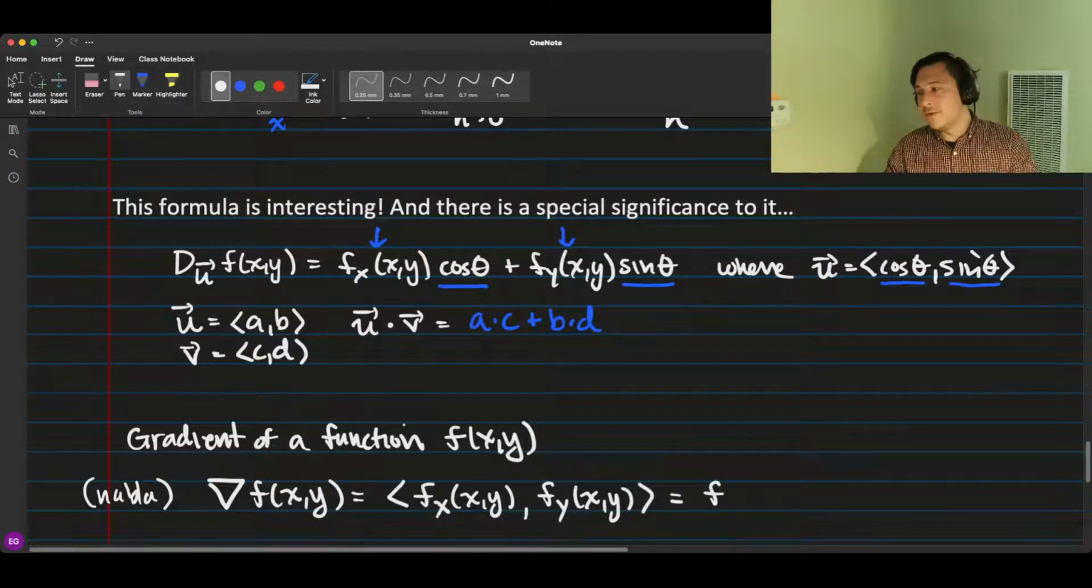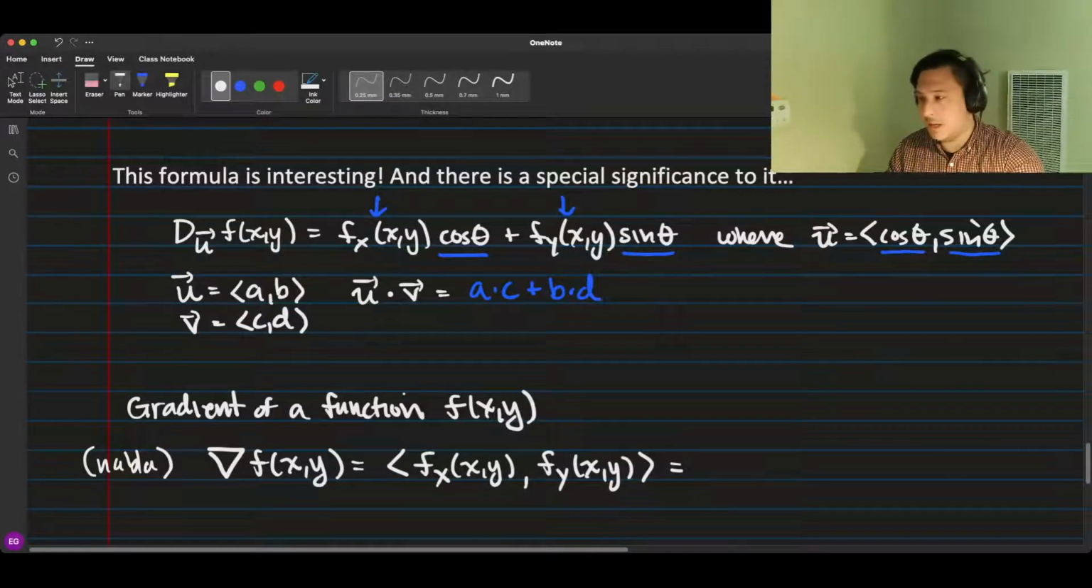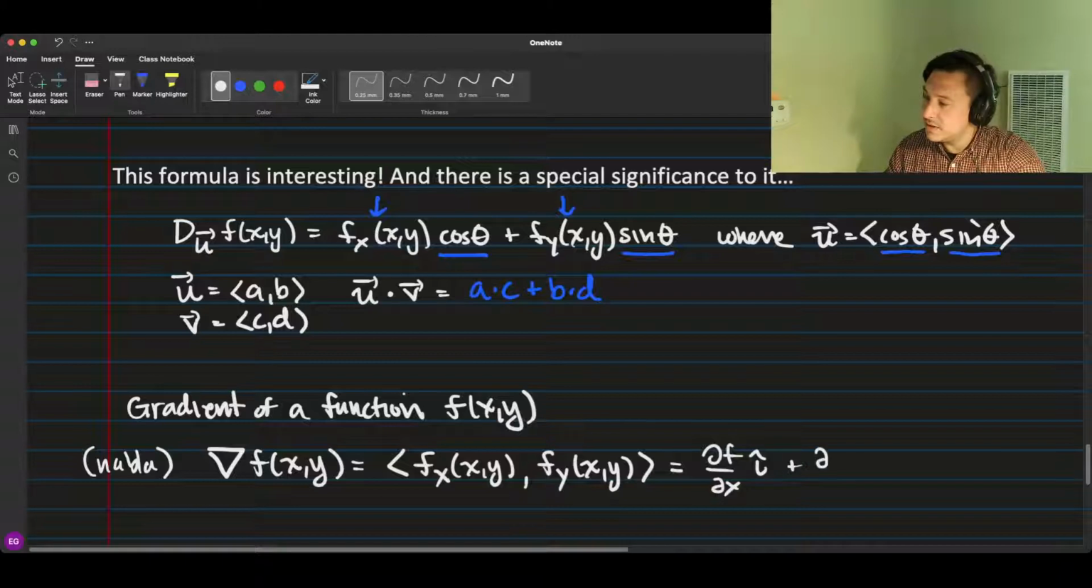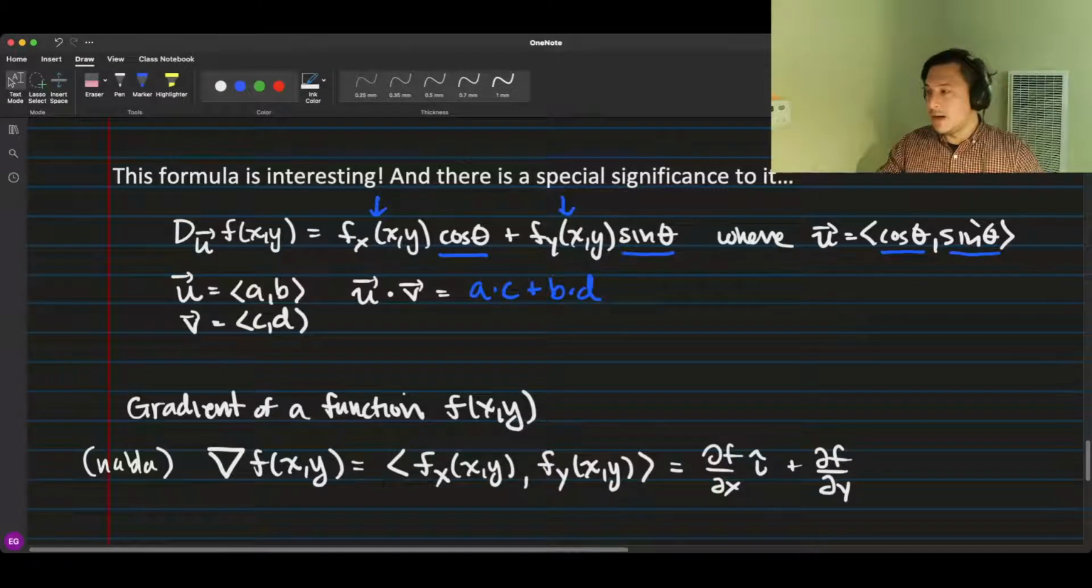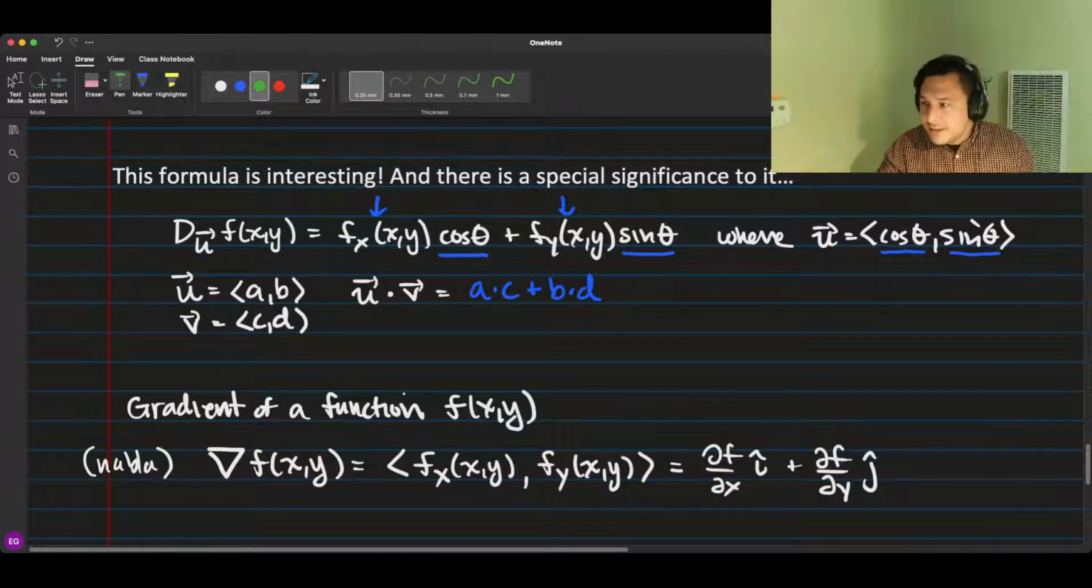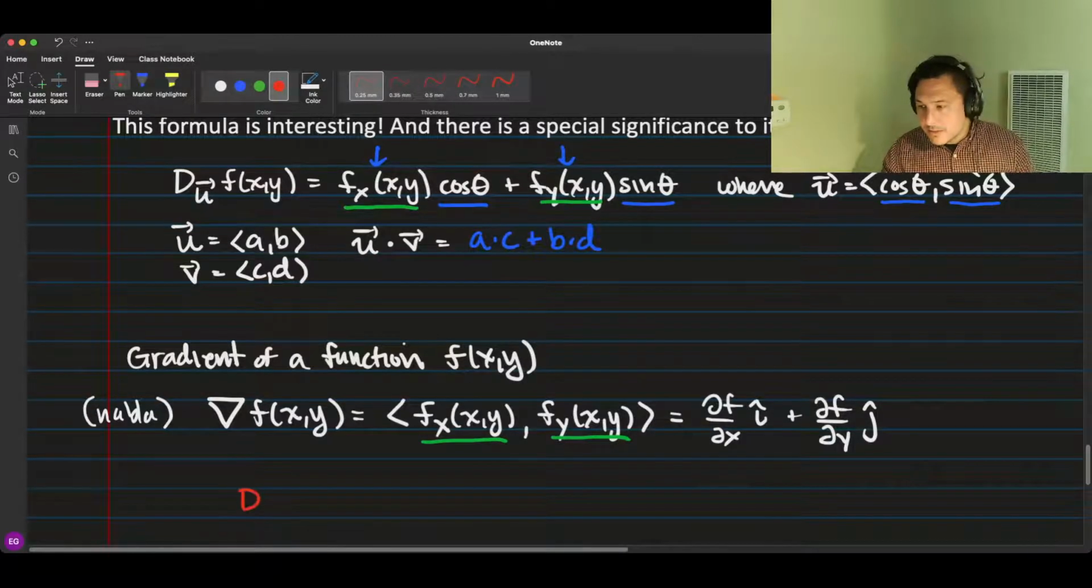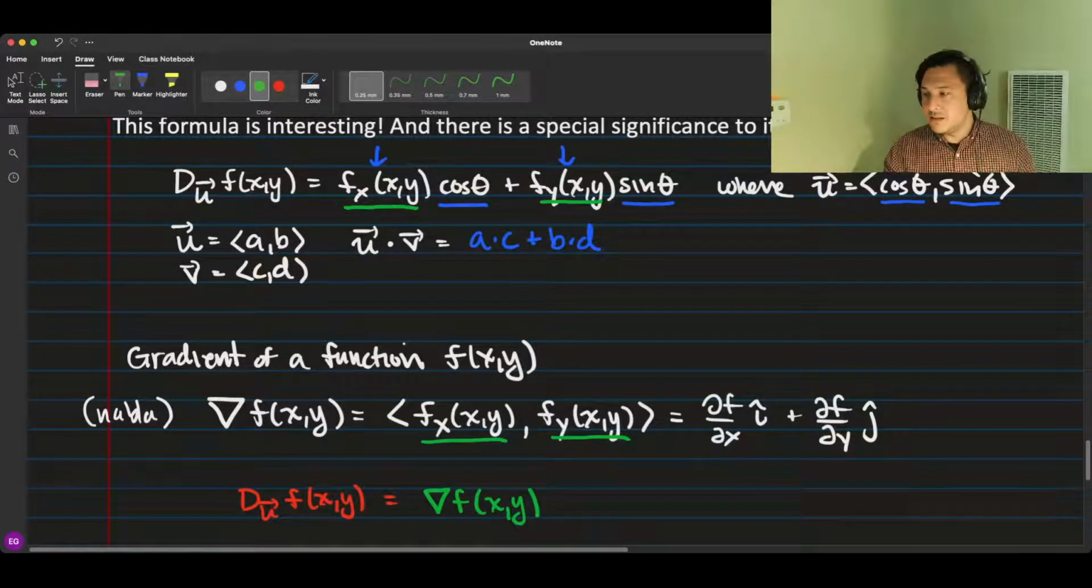You could also write it in unit vector form. Partial of f with respect to x times unit vector i plus the partial of f with respect to y times unit vector j. And what this means is, if you look, this right here has that as its first component, and this right here is the same thing as the second component of that. So what this shows you is that your directional derivative of f in the direction of u is just the gradient of f, which is this vector, dotted with the vector u.